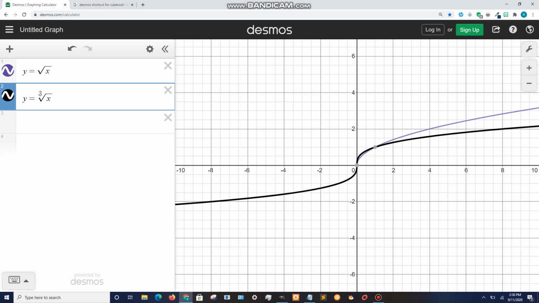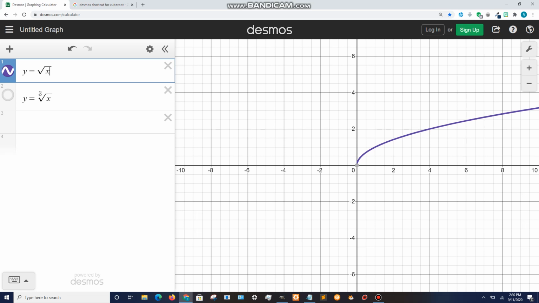As far as the inside-outside rules, it works exactly the same. So I'll turn this one off right here. If I want to shift this to the right, I would subtract 3 from the inside, you see. Or I could subtract 4 to move it even further. If I want to move it to the left, then I'd actually add. So I could put plus 3 on the inside, and I get that horizontal shift to the left.